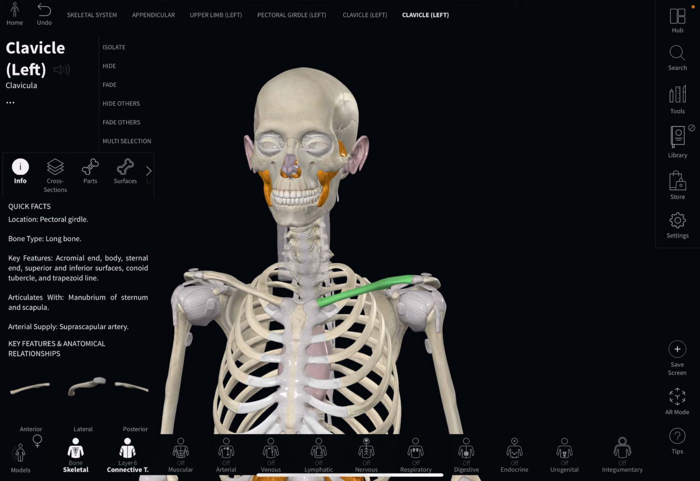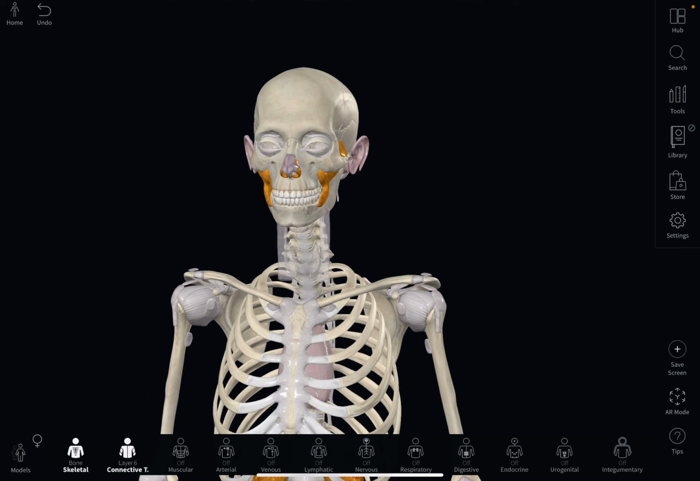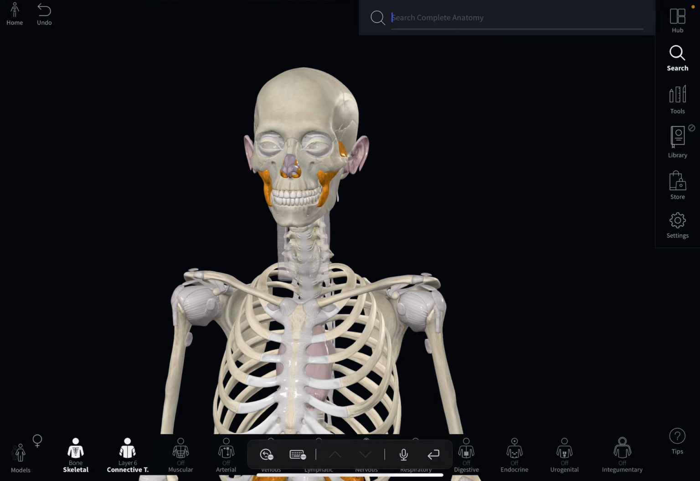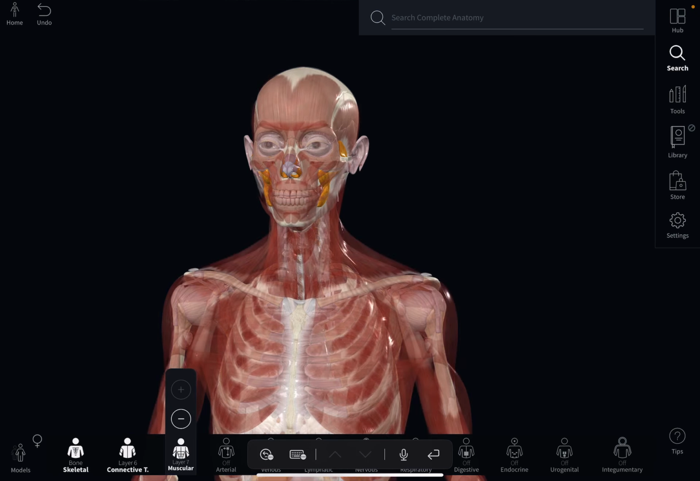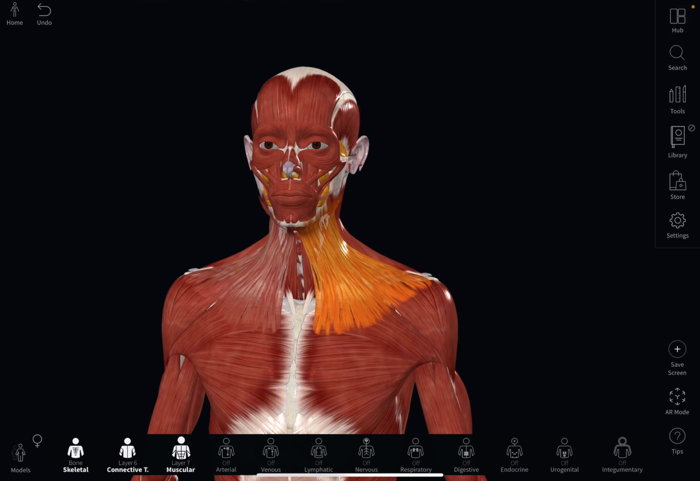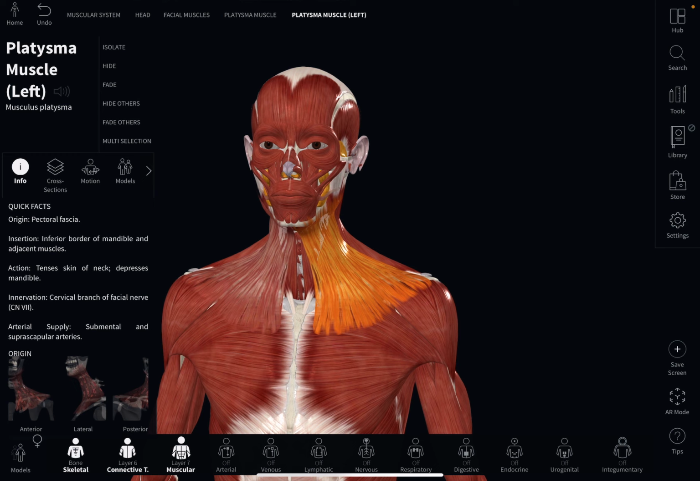Now we will talk about the muscles attached to the clavicle. What are the muscles attached to the clavicle? Different borders and surfaces have the attachments of various muscles. Now let me add the muscles. Right, we have this superficial muscle here. This is the platysma. The platysma is a subcutaneous muscle found beneath the skin and extends from the pectoral region to the base of the mandible. Let us hide this muscle.